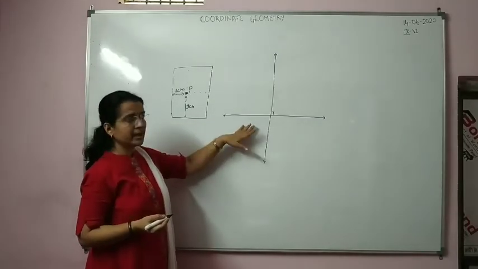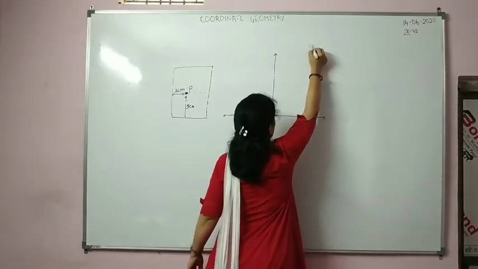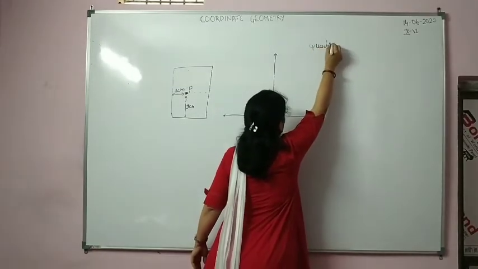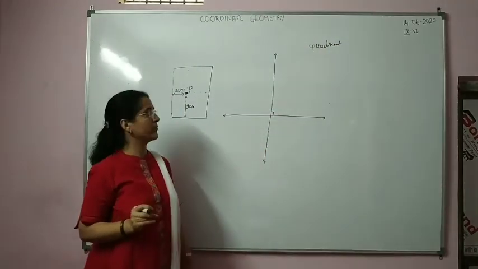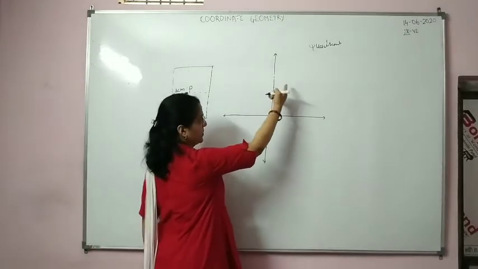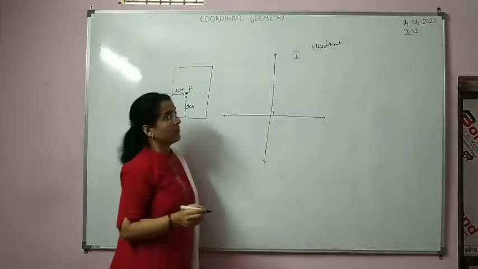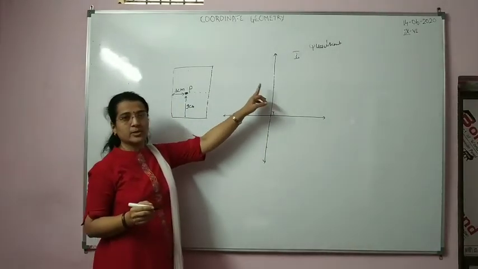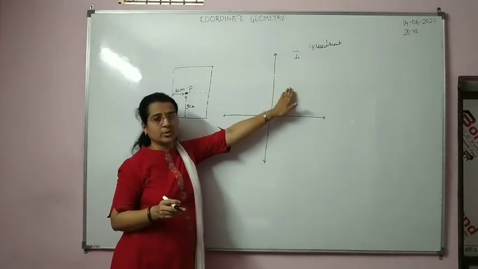Now the plane is divided into four parts and each part is called a quadrant. Quadrant means 1/4, so the whole plane is divided into quadrants, each a quarter part. This is called the first quadrant. From where do you start to take the first quadrant? Just the right side: this side of the plane is the first quadrant.